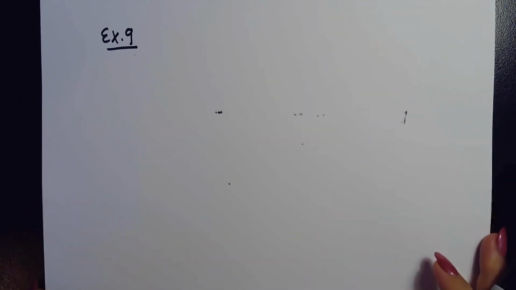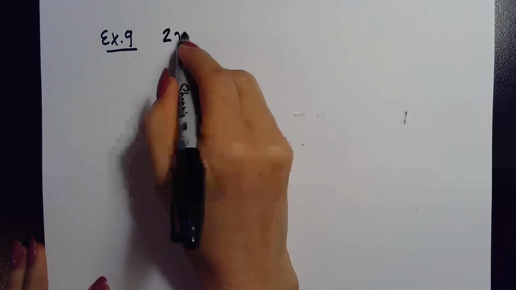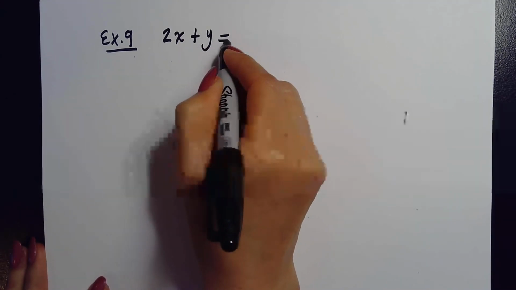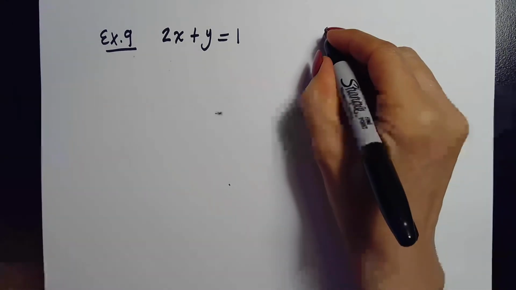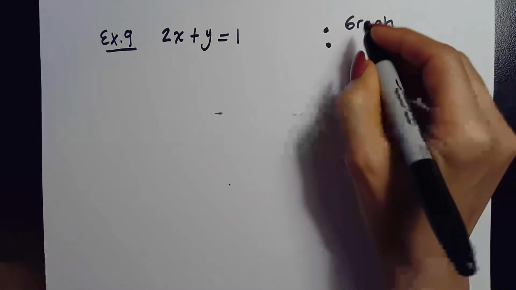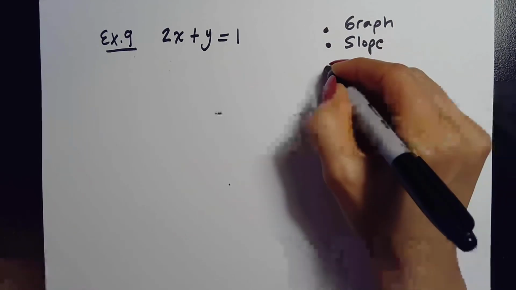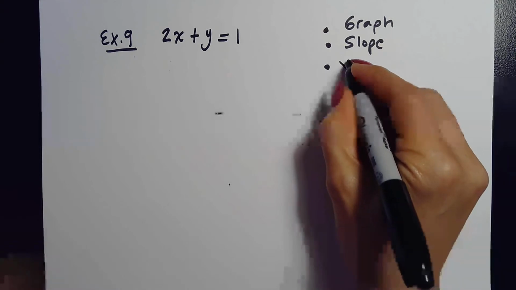Number 9 is asking us, so we have the equation 2x plus y equals 1. It wants us to graph the equation and then identify the slope, the x-intercept, and the y-intercept. So we are going to graph it, and then we need to find the slope, and then we need to find the x-intercept and the y-intercept.